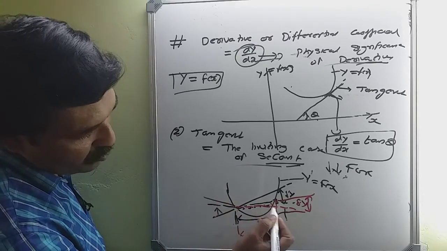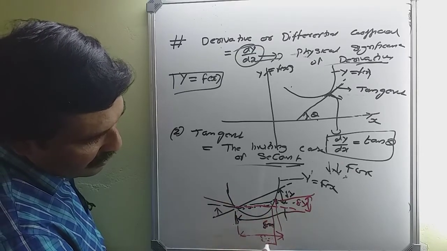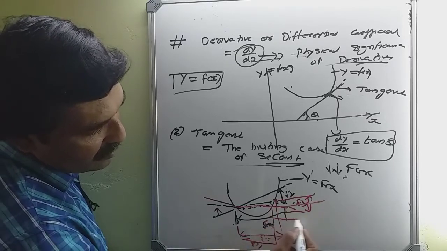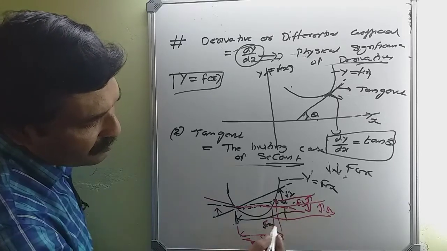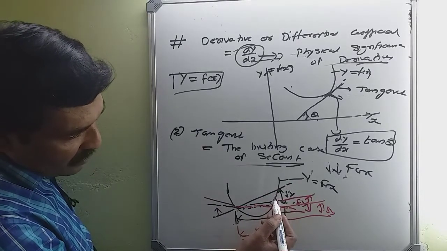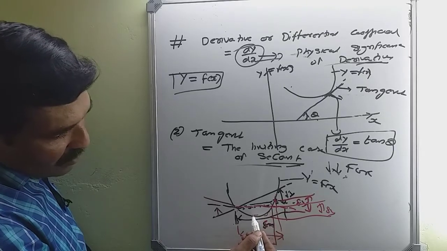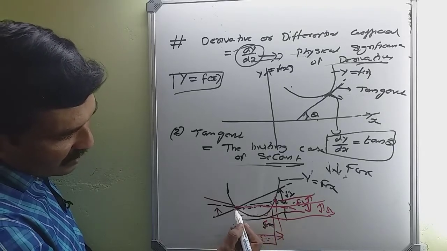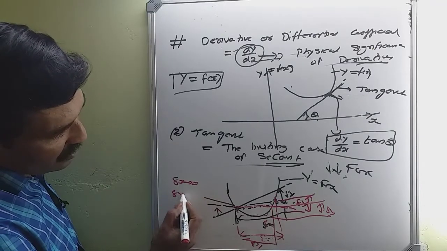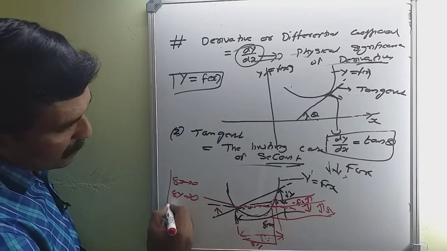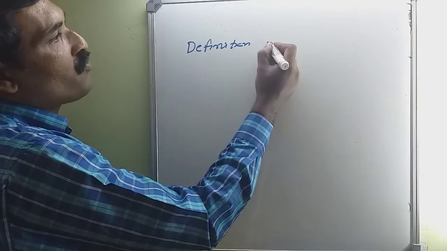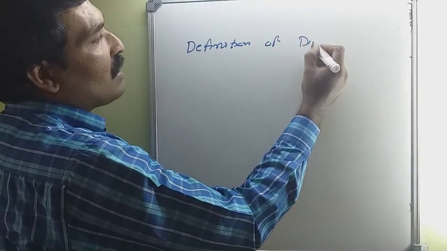Then again it is cutting at 2 points, so again del y is decreasing. This is del x now and this is our del y. So when this point is moving towards this and finally reaching and touching at this point, del x tends to 0 and del y tends to 0. Definition of differentiability.